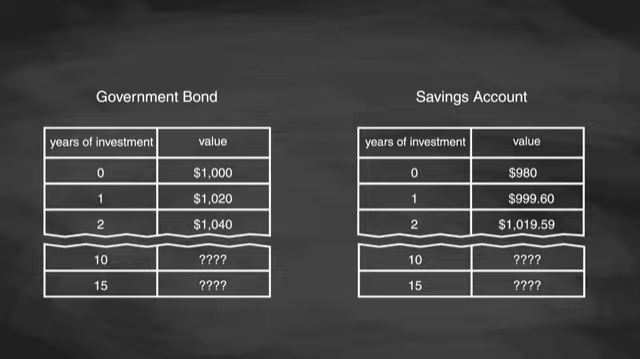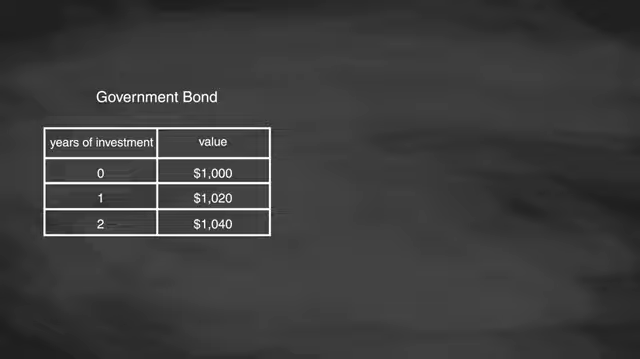It's a good idea to continue the tables, but first you have to determine how the values in each table are growing. First, let's focus on the government bond. The values seem to be growing consistently. Since the years are increasing by 1, you can subtract consecutive terms to see that the value is increasing by $20 each year. Since the same amount is being added each year, this is a linear scenario.